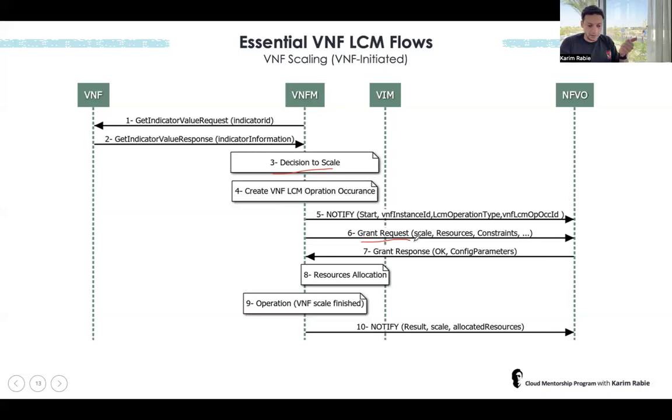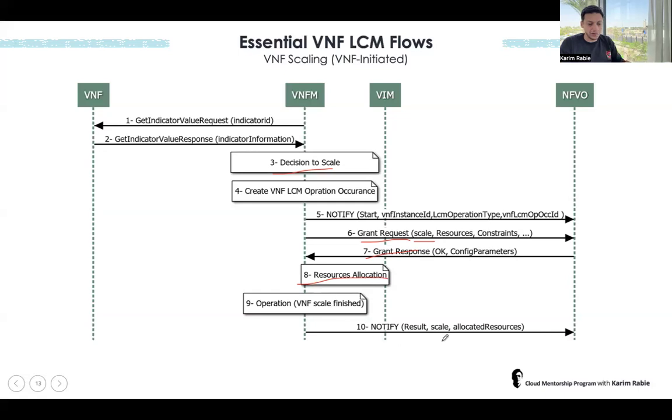I will do scaling. It's not instantiation this time. These are the resources, these are the details in the VNFD. And then NFVO checks, yeah, I'm okay, or I'm not okay, and then responds with a grant response to the VNFM. And then classically, VNFM increases or adds this VM by communicating with the OpenStack.